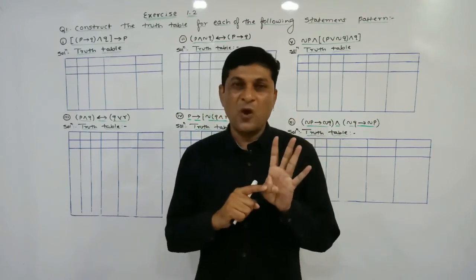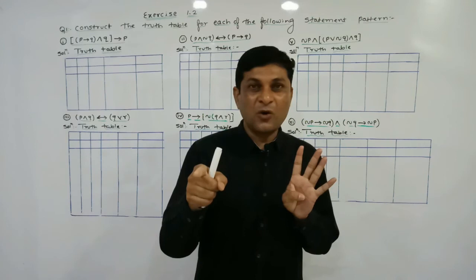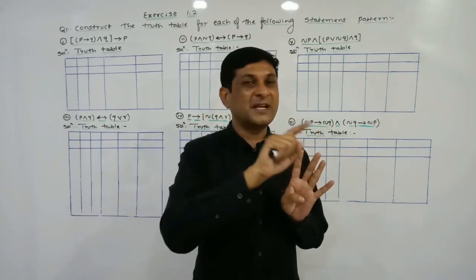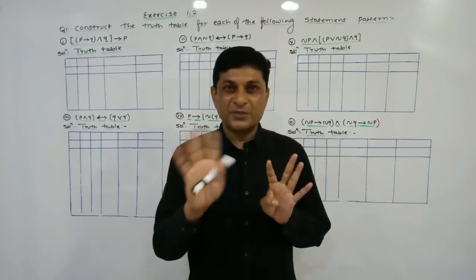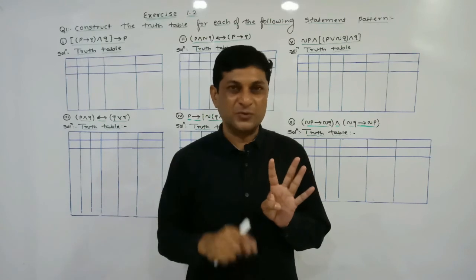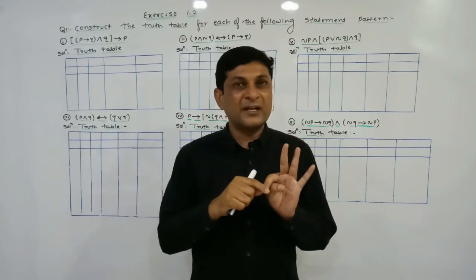5. In case of not, what we have seen? Negation of true is false. Not means negation. So negation of true is false and negation of false is true. So simply you have to remember these results: negation of true is false and negation of false is true. Then the second logical connective is what?